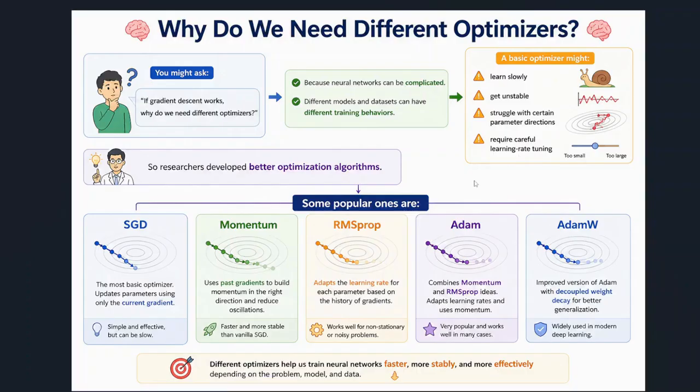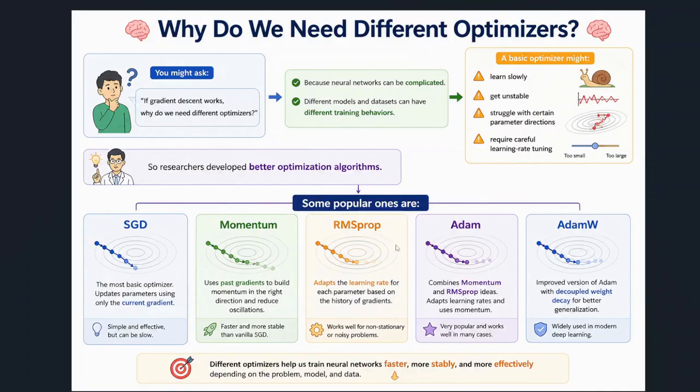So we have some popular optimizers. First one is your SGD. The most basic optimizer, SGD updates parameters using only the current gradient. Next is momentum. It uses past gradients to build momentum in the right direction and reduce oscillations. It is faster and more stable than vanilla SGD.